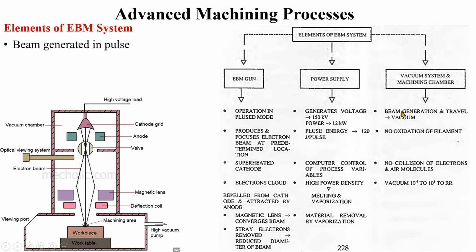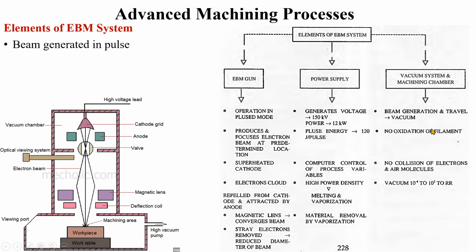So here, beam generation and travel: the beam is nothing but the electron beam. The electron beam is generated over here and travels through the electron beam gun, which happens in a vacuum. It is not happening in a normal atmospheric environment. This is to avoid oxidation of the filament. In order to avoid oxidation of the tungsten filament, we are using a vacuum.